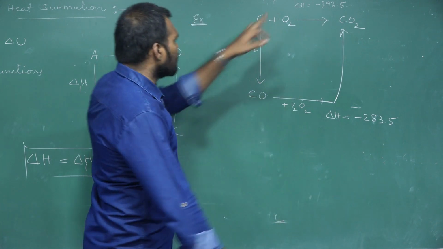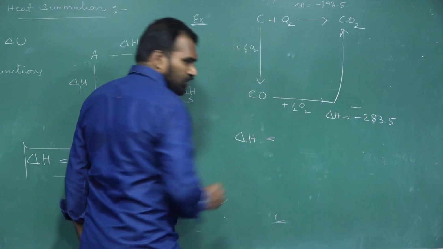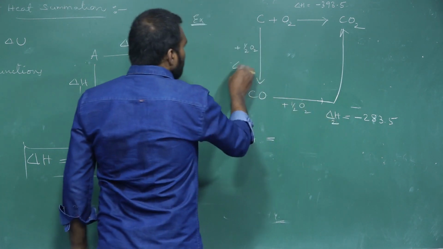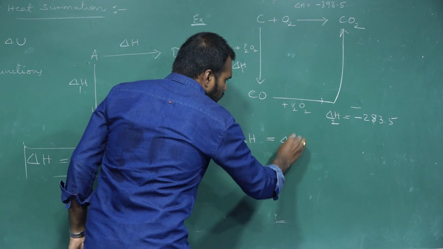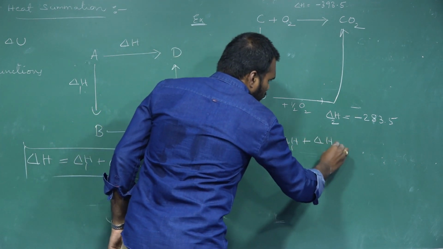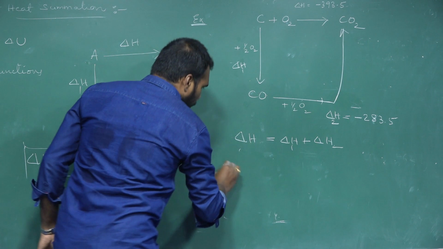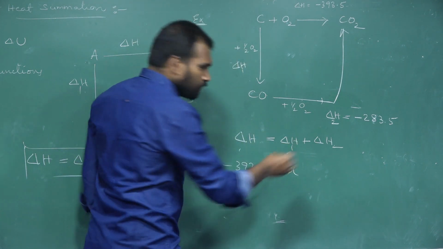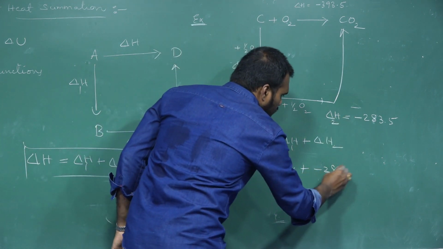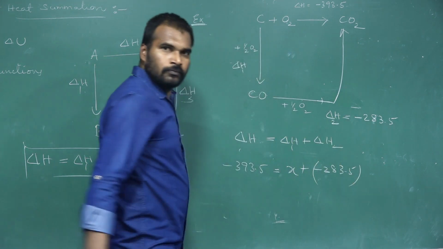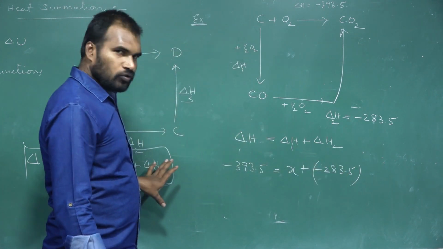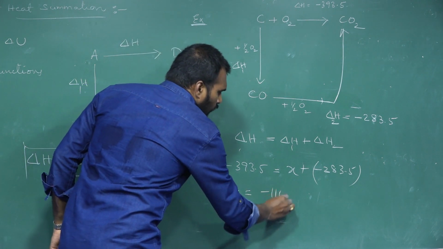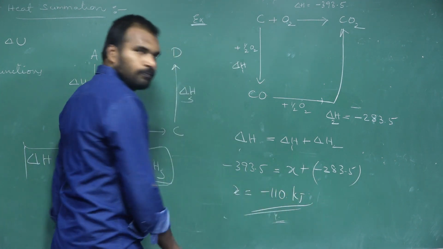According to Hess's law, the total heat content del H is equal to del H1 plus del H2. Consider this as del H2, and this as del H1. So del H1 plus del H2. The del H value is minus 393.5. The del H1 value we need to calculate is X. And the del H2 value is minus 283.5. Then X is equal to, you bring minus 283.5 to this side as plus 283.5. So the total X value will be minus 110 kilojoule per mole.